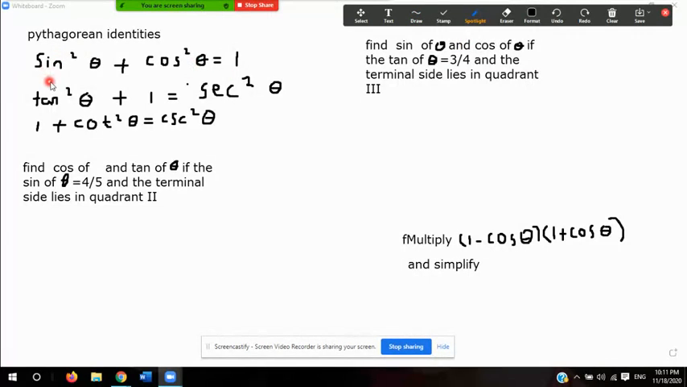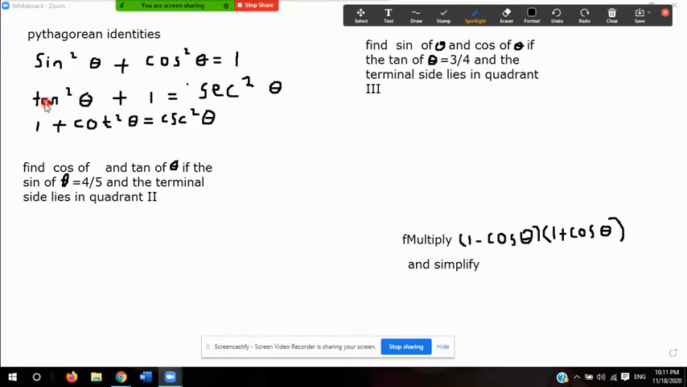The first Pythagorean identity is that sine squared of theta plus cosine squared of theta equals 1. The other identity is that tangent squared of theta plus 1 equals secant squared of theta. And last but not least, 1 plus cotangent squared of theta equals cosecant squared of theta. With that in mind, we're just going to apply some of them.